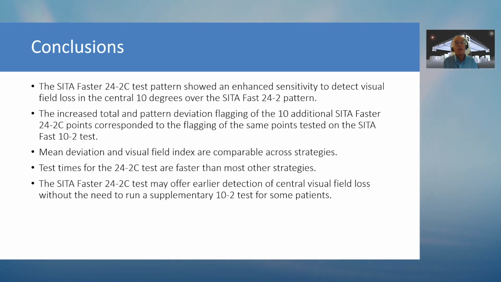All right, so in conclusion, we found that the 24-2C test pattern showed good enhanced sensitivity over just a standard or regular 24-2 pattern. The corresponding 10 points seem to flag pretty nicely compared to the 10-2 test, and the test times are quite quick due to utilizing the SITA Faster strategy. So I think we've got a good method for earlier detection of central visual field loss. Of course, doctors, if there's a concern, one can always schedule your patient back to do a 10-2 as a separate test, but I think you'll find that this will give you some extra information that you didn't have running just a regular 24-2 test.